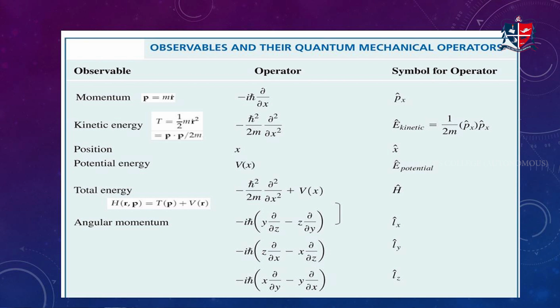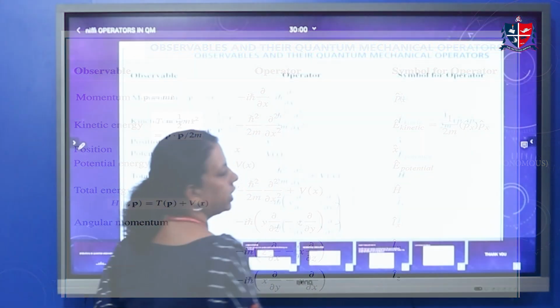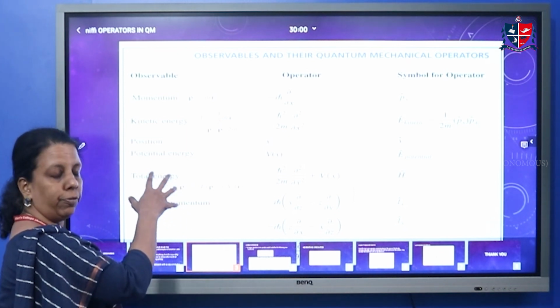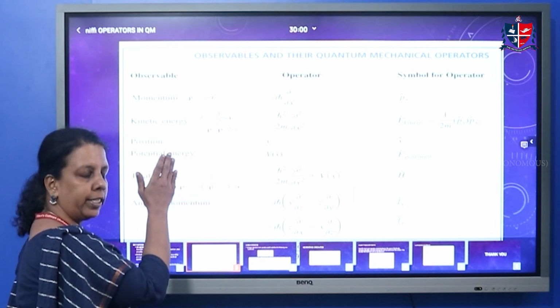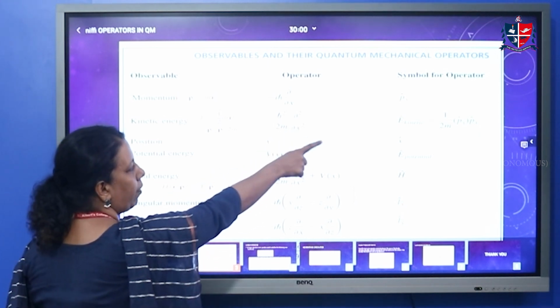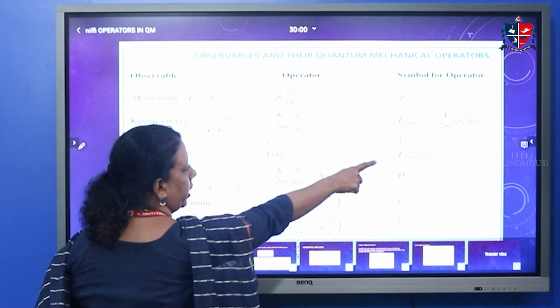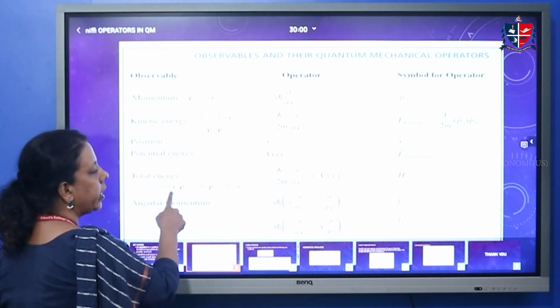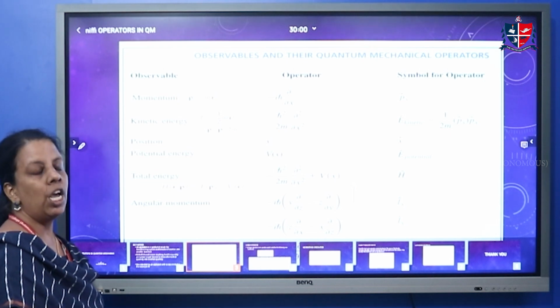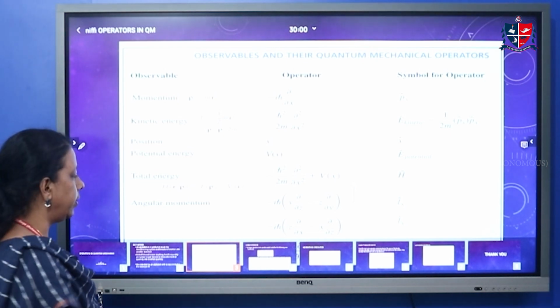Then potential energy in classical mechanics is represented by capital V of x. In quantum mechanics, it is represented by the operator V cap. The total energy operator is the sum of the kinetic energy and potential energy. Kinetic energy we have already found, potential energy already found. Then the sum is represented by an operator, capital H, which is known as the Hamiltonian operator.